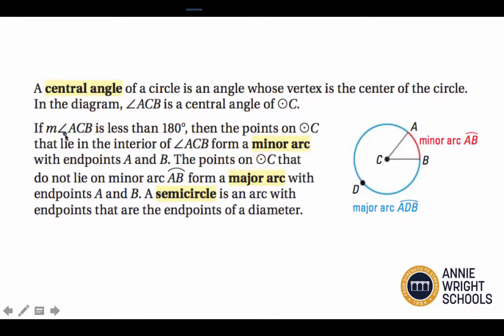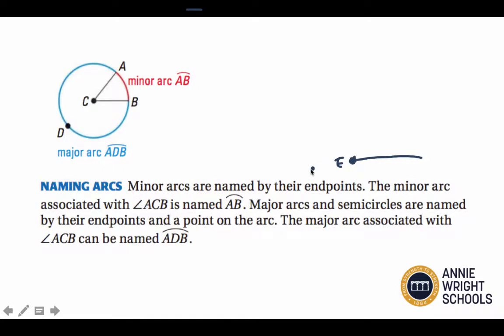If the measure of angle ACB is less than 180 degrees, then the points on the circle that lie on the interior of the angle form a minor arc. That's just a name we give to this arc. Everything else over here is called a major arc. And then if we had a point here, call it E, where we knew EB was a diameter, we would call arc BAE a semicircle. That's an arc with endpoints on a diameter.